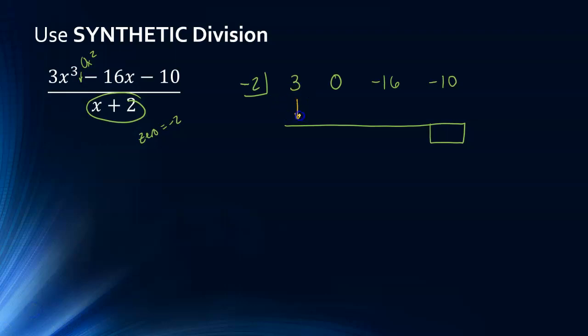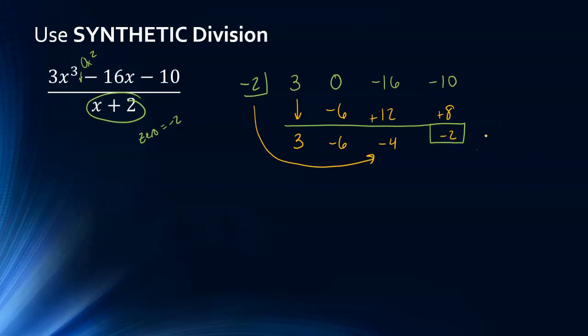All right, let's see how you did. First step, bring down the 3. Multiply negative 2 times 3, I get negative 6. Add those together. 0 plus negative 6 is negative 6. Okay, now we're done with that one. Multiply negative 2 times negative 6, I get a positive 12. Add those two, so it's always add. Negative 16 plus 12 is negative 4. Okay, on to the next one. Take negative 2 times negative 4, that's a positive 8. Add that to negative 10. Negative 10 plus 8 is negative 2.